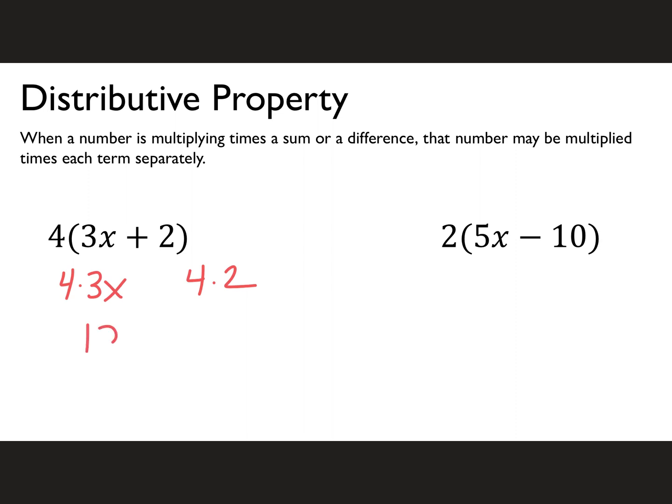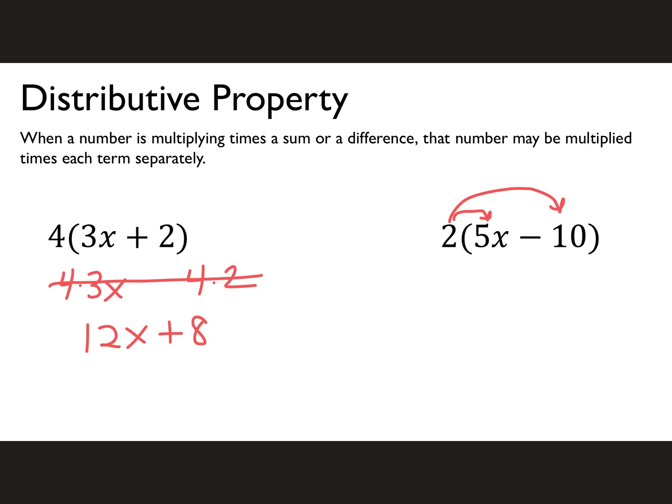And I get a 12x. And then I get an 8, which is positive, and so I'm going to put the positive as a plus sign. Now, something that people like to do to kind of remind them is they draw these little rainbow arrows like this. Now, if you're going to draw 2 arrows, you're going to have 2 answers. In fact, however many terms are inside the parentheses is how many terms you're going to have at the end.